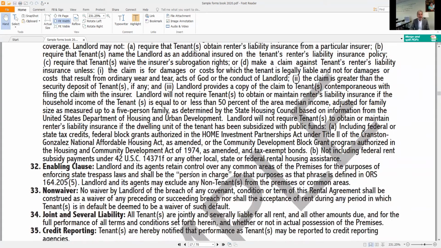The enabling clause allows you to retain control over common areas, if you have common areas in your premises, for the purposes of trespassing. So you can exclude non-tenants from your property by law.